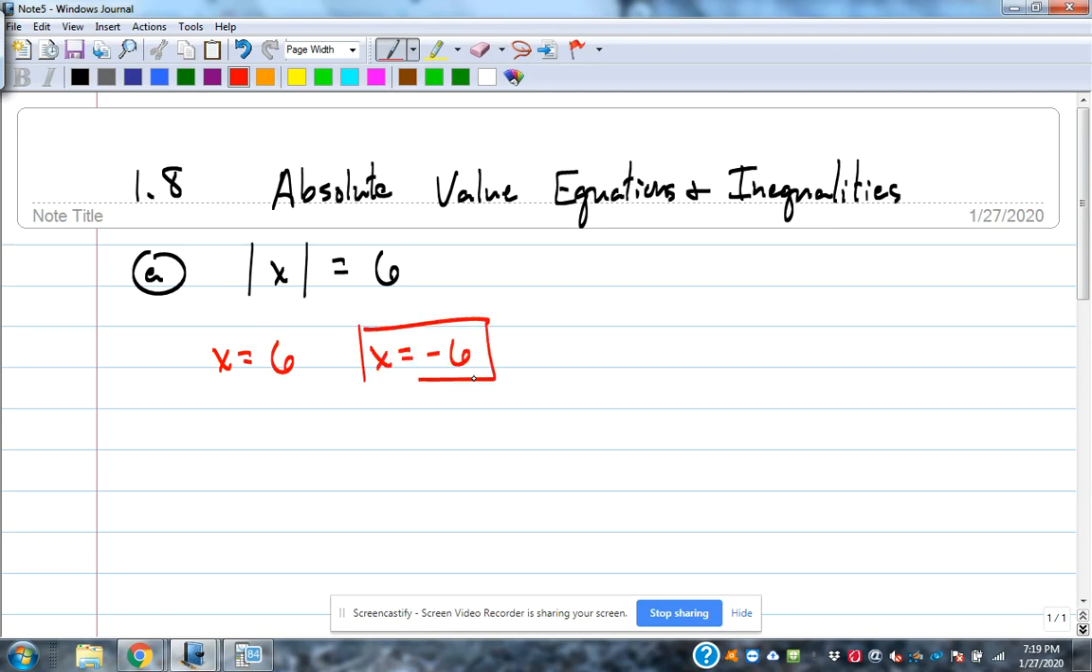Whatever's inside of the absolute value, we're going to set equal to the positive side and to the negative side, because absolute value is the distance. So whatever's inside of it represents that distance.